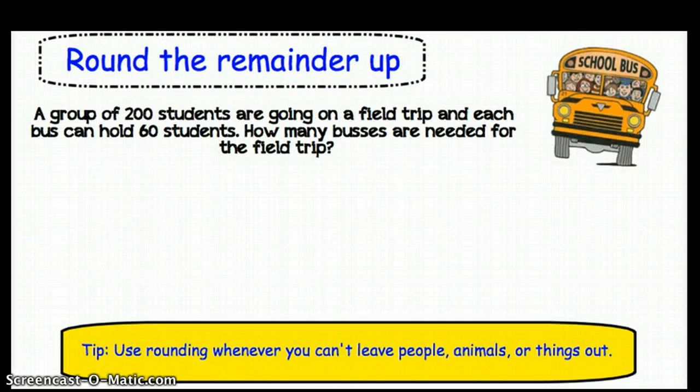The last option is to round the remainder up. Here is an example. A group of 200 students are going on a field trip and each bus can hold 60 students. How many buses are needed for the field trip?